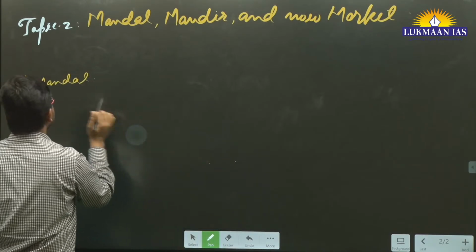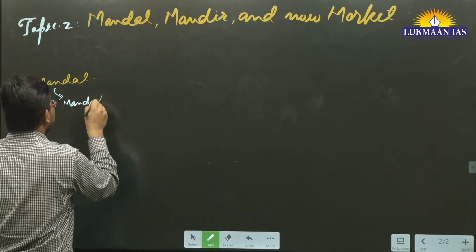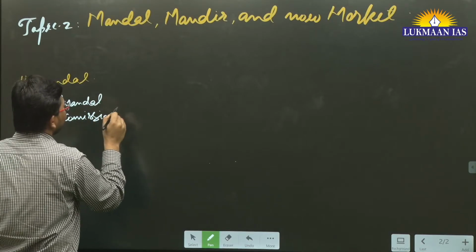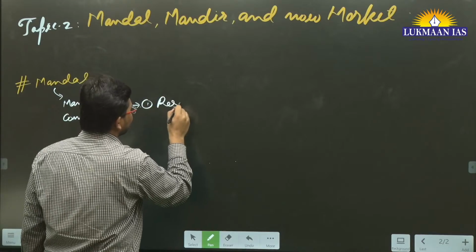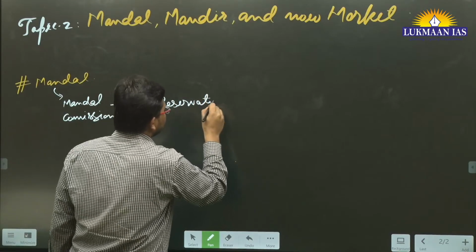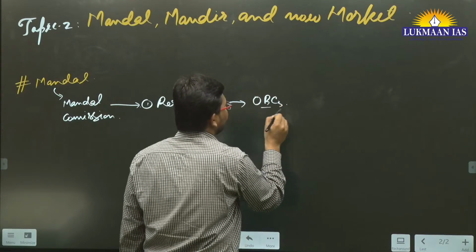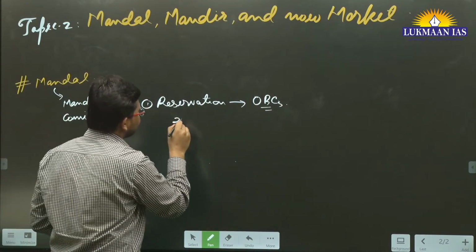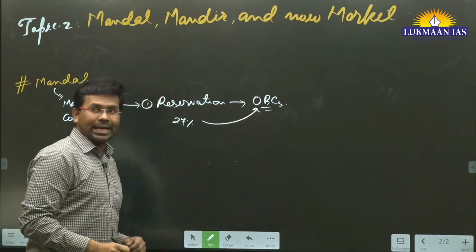Mandal is associated with the Mandal Commission. This name has been taken from the Mandal Commission. So what was the role of the Mandal Commission? Basically, the Mandal Commission talked about reservation for the other backward classes. It suggested that 27% reservation must be given to the OBC category.